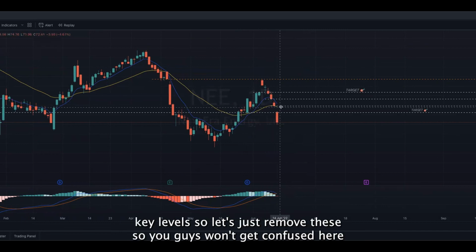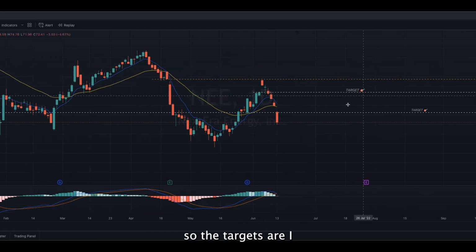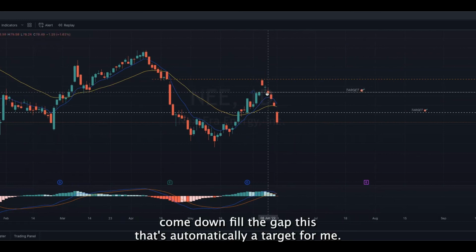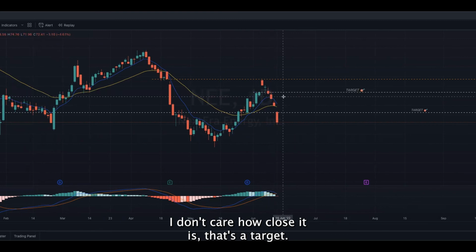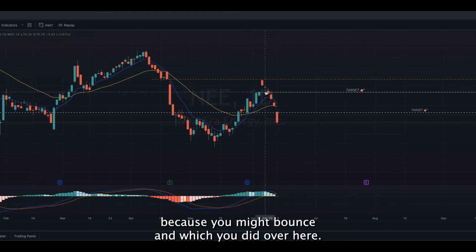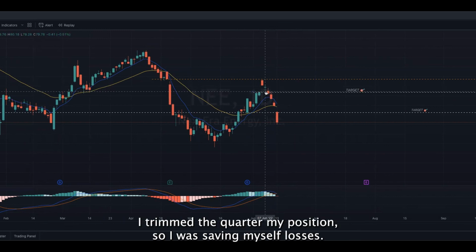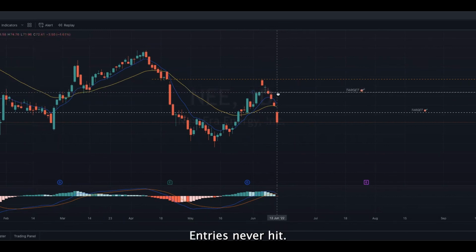And again, key levels. Let's just remove these so you guys won't get confused here. So the targets, right? My first target was a gap fill. Come down and fill this gap. Come down, fill this gap. That's automatically a target for me. I don't care how close it is. That's a target. I have to respect my TA, right? Because you might bounce, which you did over here. So either way, we were safe. I trimmed a quarter of my position. So I was safe. My stop loss was entry, never hit. And then the rest is history.